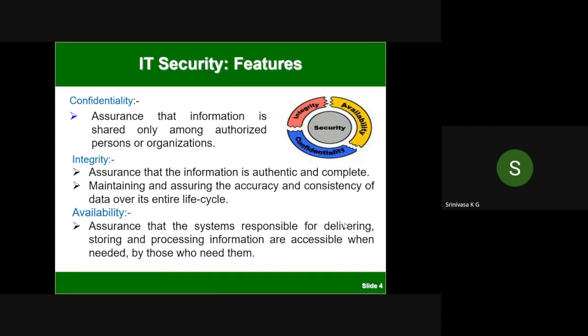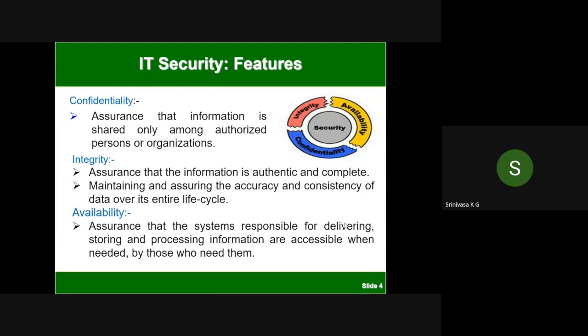So typically, what are the features of IT security? Three important features: confidentiality, integrity, and availability. When you talk about confidentiality, one has to assure that information is shared only among authorized people or organizations. Then what is integrity? It is an assurance that the information is authentic and complete. It also means maintaining and assuring the accuracy and consistency of data over its entire life cycle. So when you access some data in the beginning or at the end, it should be the same.